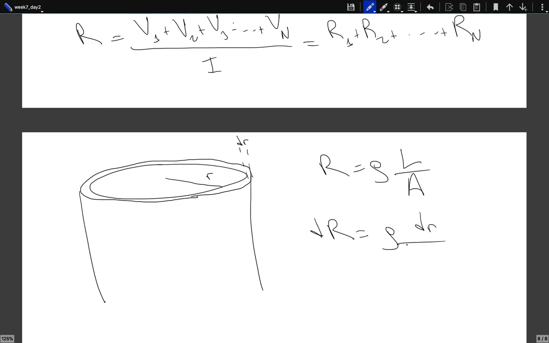Well, the area, again, is the area through which the current runs. It's the side area of this cylinder, which is 2 pi r times L. So this is the resistance of this very thin shell. The total resistance is just the sum of all these, which is the integral of rho over 2 pi r L dr from R1 to R2.